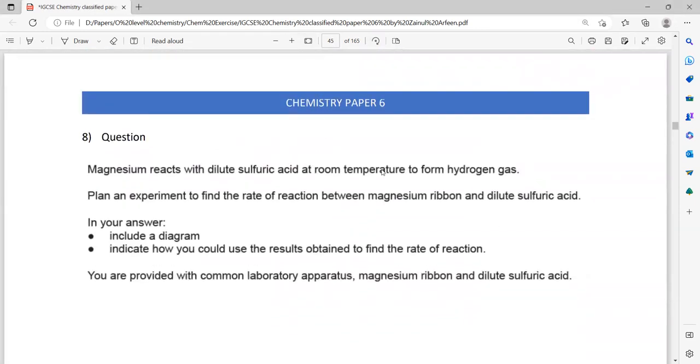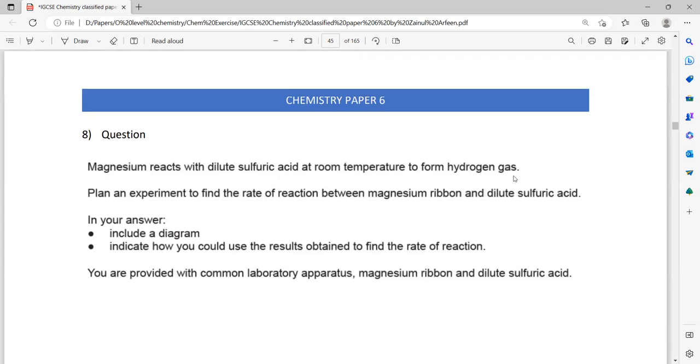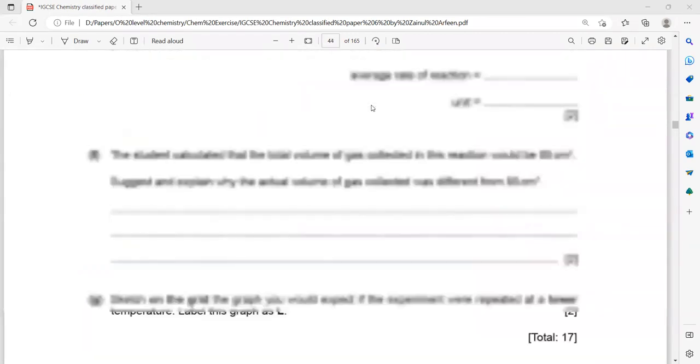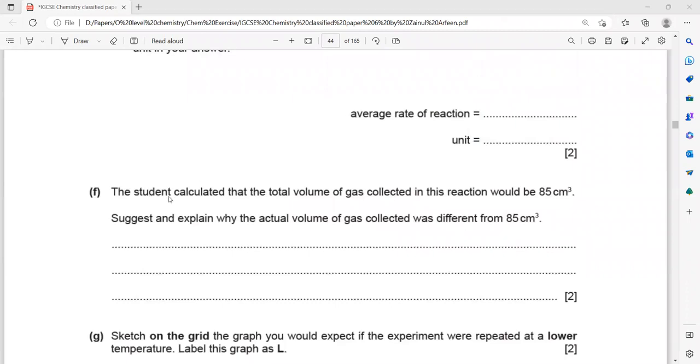Another question: magnesium reacts with dilute sulfuric acid at room temperature to form hydrogen. Plan an experiment to find the rate of a reaction between magnesium ribbon and hydrochloric acid. Part F: a student calculates the total volume of gas collected in this reaction would be 85. Suggest and explain why the actual volume of gas collected was different. Some gas dissolved in the water.